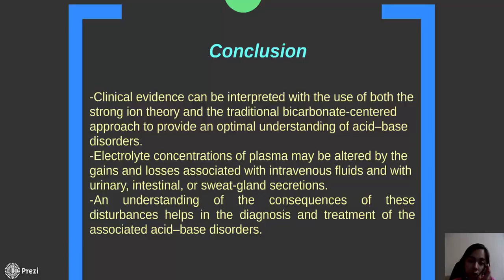Electrolyte concentration of plasma may be altered by the gains and losses associated with intravenous fluids and with urinary, intestinal, or sweat gland secretion. An understanding of the consequences of this disturbance helps in the diagnosis and treatment of the associated acid-base disorders.